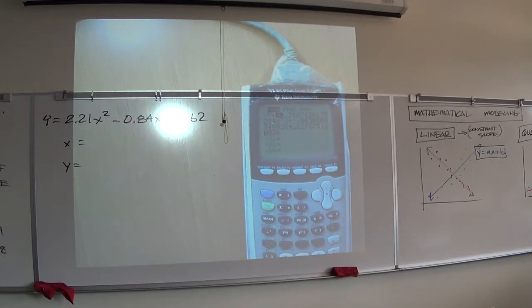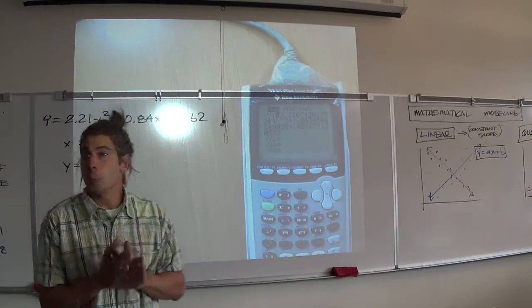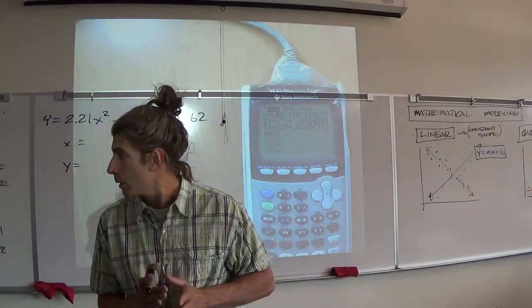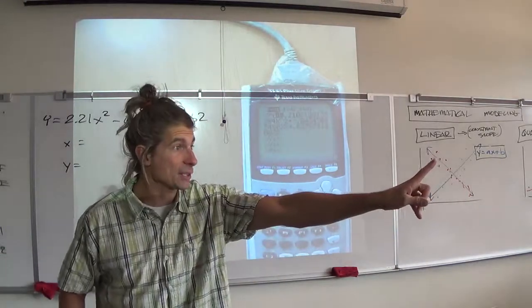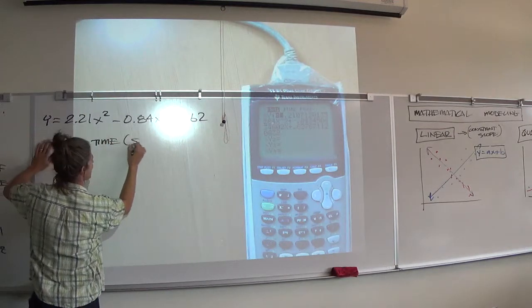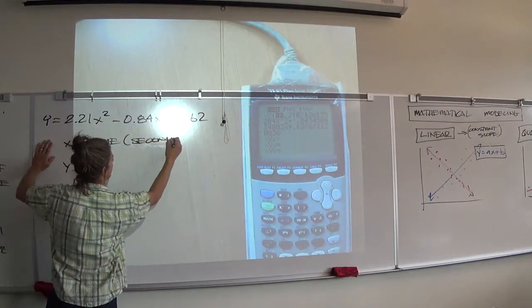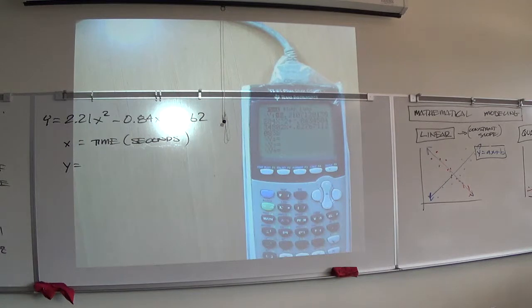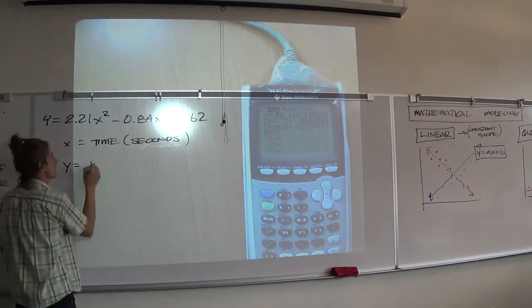Well, technically speaking, let's use context. What did you put in L1 of your TI? The seconds, the time, yes? So x stands for the amount of time in seconds my trip is. And y is my distance in feet.